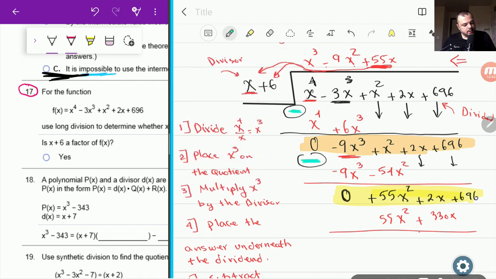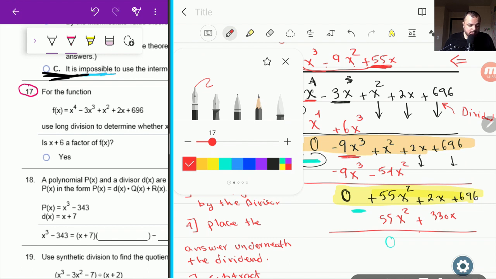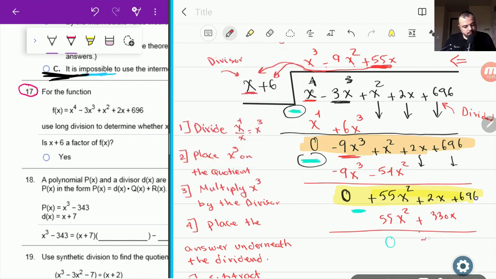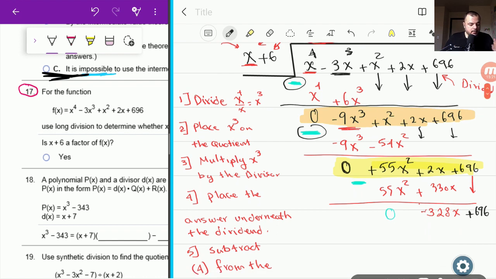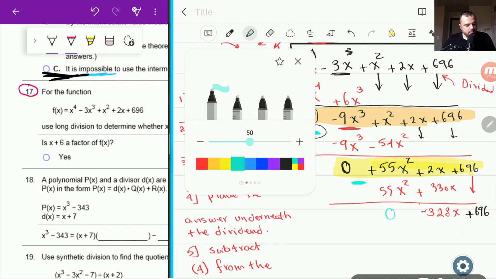We are just repeating our steps. Big minus here. So 55x squared minus 55x squared is 0. And 2x minus 330x is negative 328x. Then we are going to bring down the last term, which is positive 696. Correct?